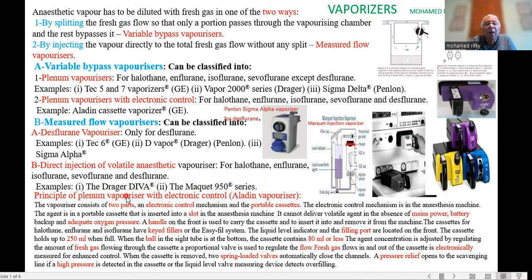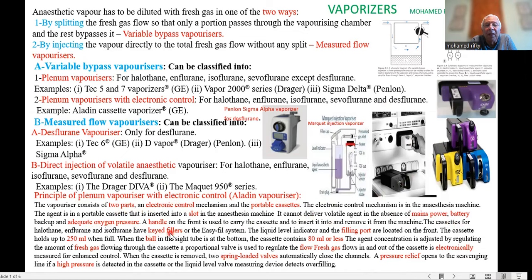Now we come to the explanation of the Aladin. The Aladin is made of two parts. We have the cassette part, as we can see from the picture, and the electronic part, which is positioned inside the working station of the vaporizer. This system must have a main power or a battery, or a proper oxygen concentration. Otherwise, it will not work.